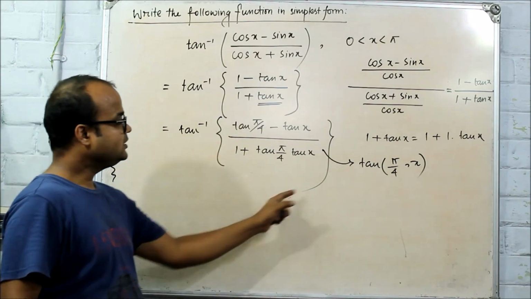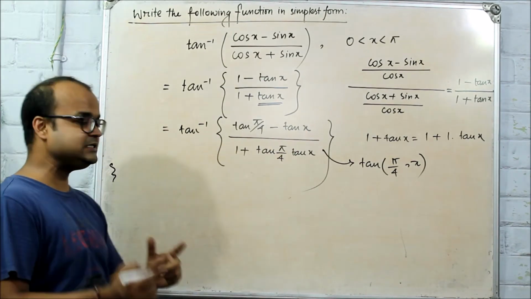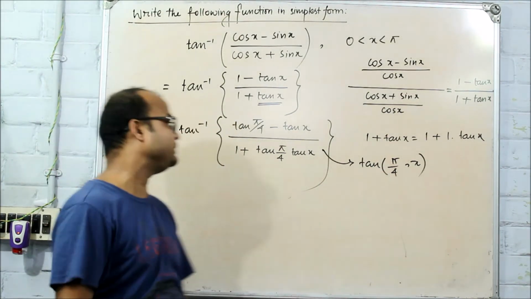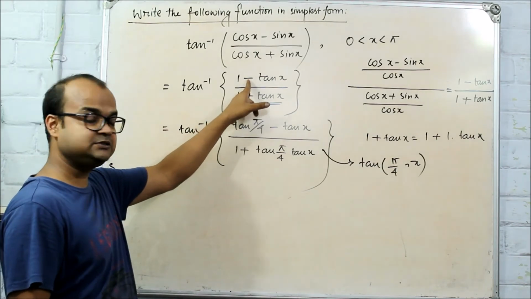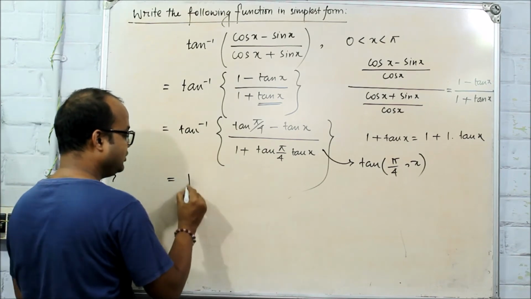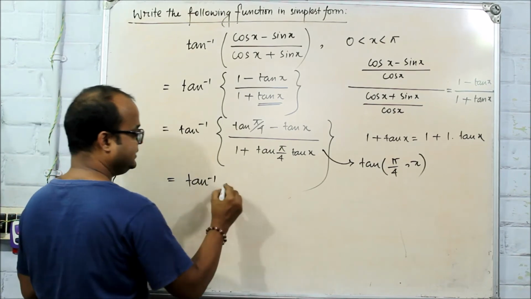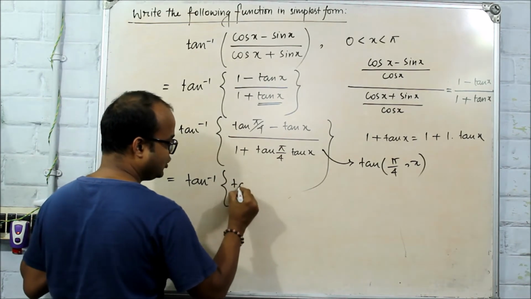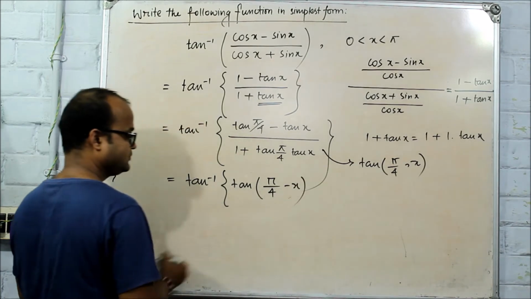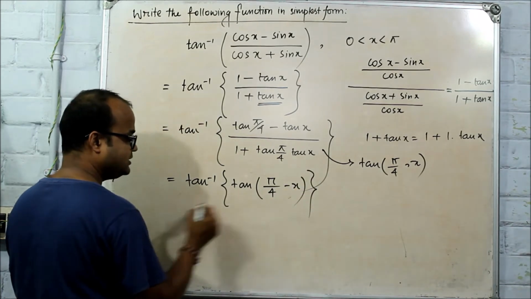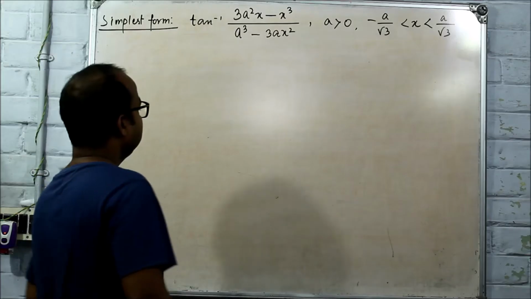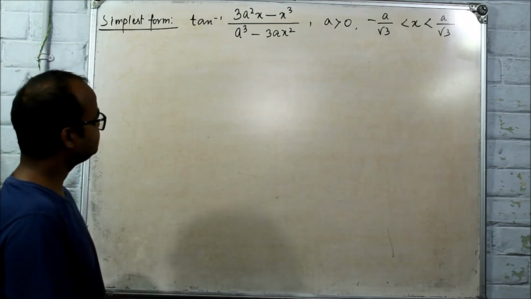That's why we are rearranging the term, so that we can apply the formula of tan of a minus b. If the numerator contains plus, then we go for the formula of tan of a plus b. So this is equal to tan inverse tan of pi by 4 minus x. Tan inverse tan theta is equal to theta, so pi by 4 minus x. Let us solve this problem.